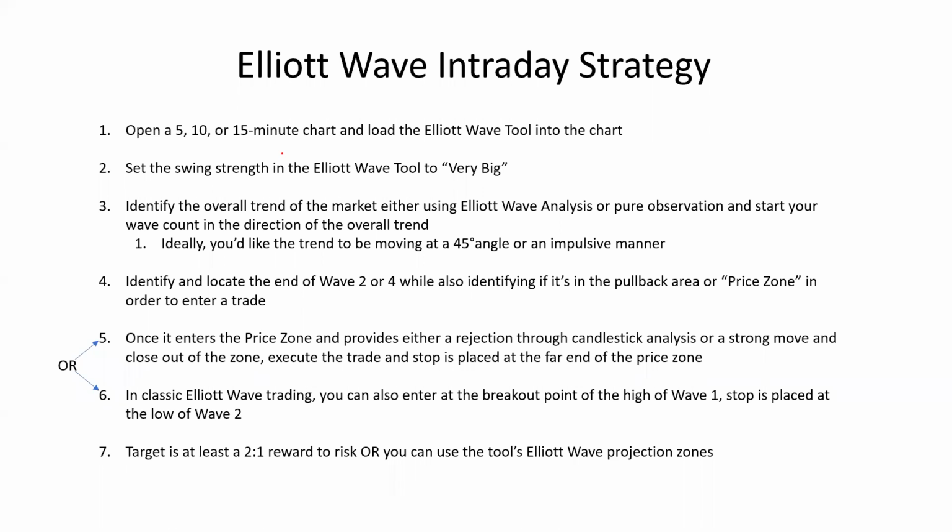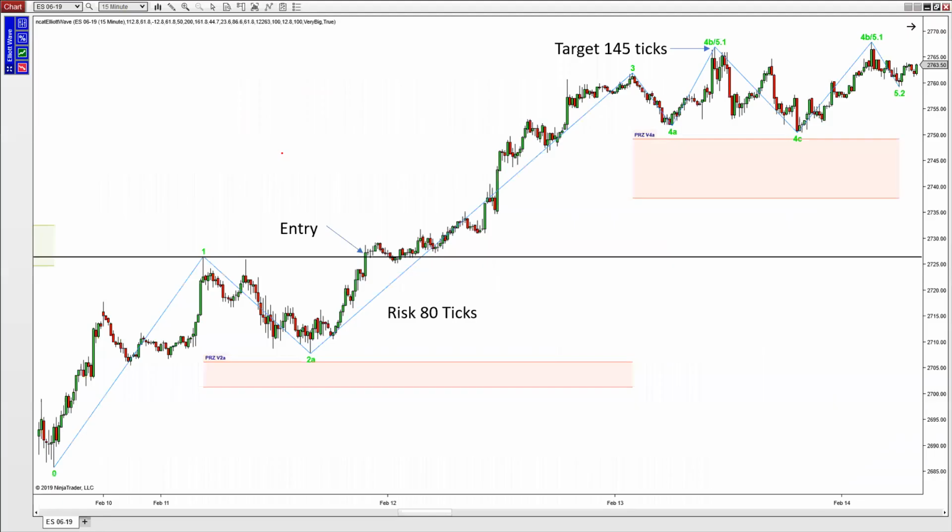All right, we're always looking for a target of at least 2 to 1, or you can use the tool's Elliott Wave projection zones. In classic Elliott Wave, when you're trying to project out where a wave can go, you just use Fibonacci extension and Fibonacci analysis. So with all that, let's get into what the tool is actually looking for. There's a couple of setups that we are looking at here in the past that worked out. Just a couple examples.